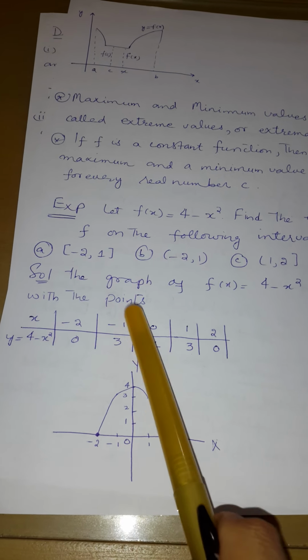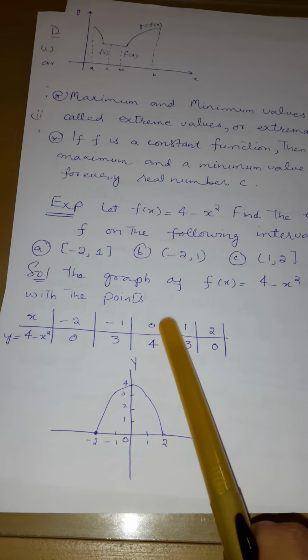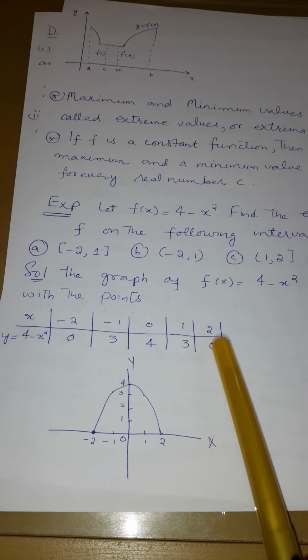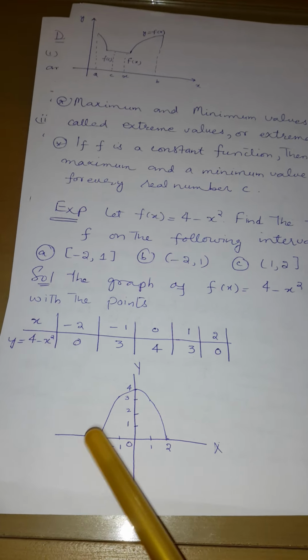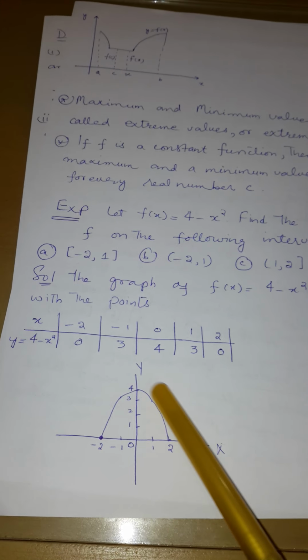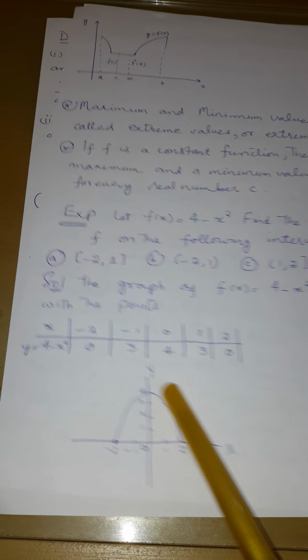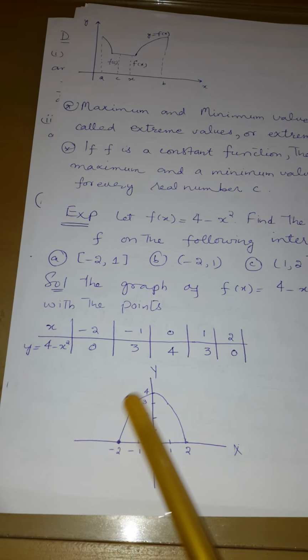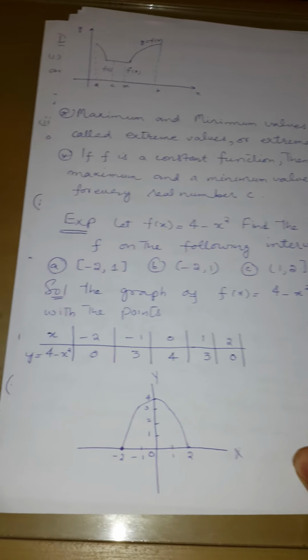At point -1 it is 3. For 0 it is 4. For 1 it is 3. And for 2 it is 0. So we will plot these values on the diagram. It will give you a parabolic shape. You can see it is a parabolic shape.